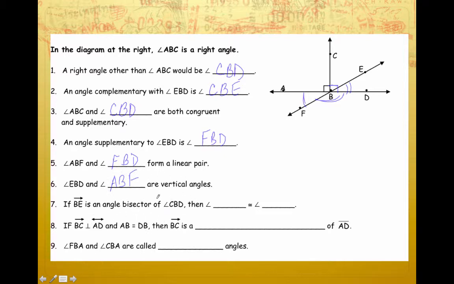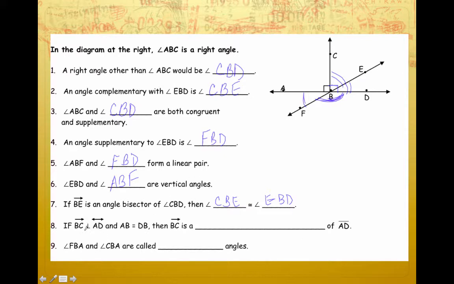If BE is an angle bisector of CBD, so that this actually splits them in half, then what is congruent to what? So if it bisects, that means the two pieces are the same. That one's supposed to be doubled. So if that's double, these two are the same. CBE equals EBD.